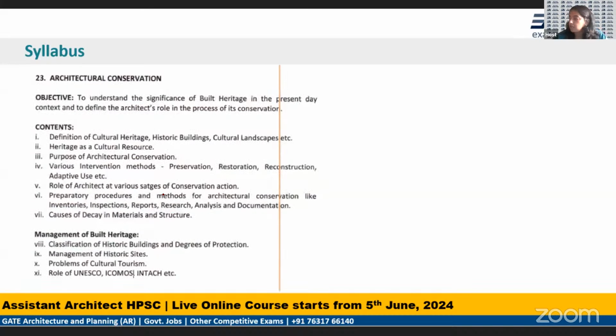Then coming to architectural conservation, here you are expected to know the definition of cultural heritage, historic buildings, cultural landscape, what is the purpose or need of conservation, what is built heritage, what is the process of conservation, what is the role of an architect, the various reports that are prepared, what is the documentation process, etc. Plus various organizations like UNESCO, INTACH, ICOMOS, ICCROM related to heritage would be important to be known.